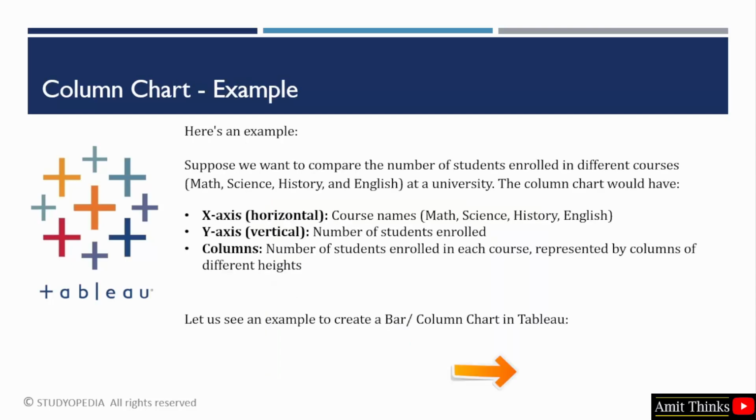Here's another example of a column chart. Let's say you want to compare the students enrolled in maths, science, history and English courses at a university. In that case, you can add x-axis as course names, all the 4 courses, y-axis as number of students enrolled, and the columns will display number of students enrolled in each course. Okay, that means columns of different heights. Now we will go to Tableau and create our bar and column chart.